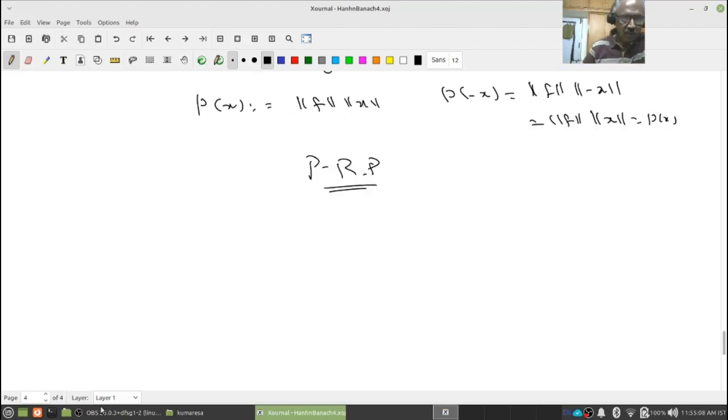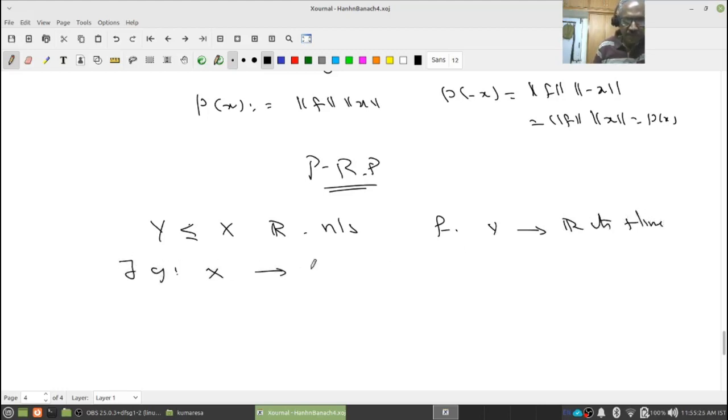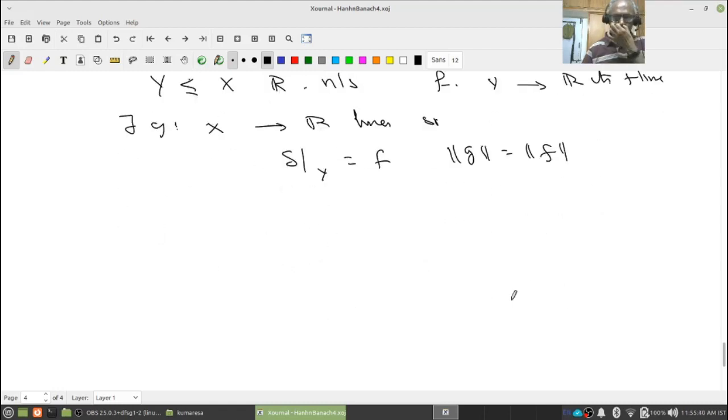So what have we shown? We have shown that if Y is a subspace of a normed linear space X, and if f from Y to R is continuous and linear, then there exists a g from X to R linear, such that g restricted to Y is f and norm of g equals norm of f. Now does it follow? So this remains to be shown.